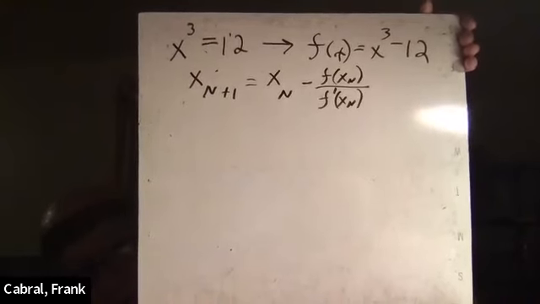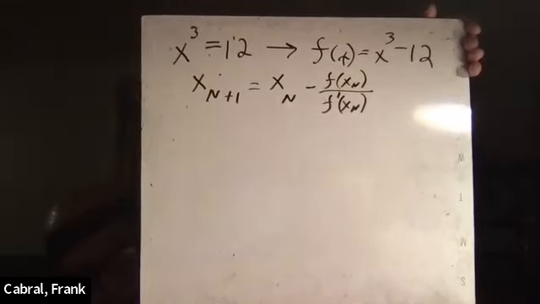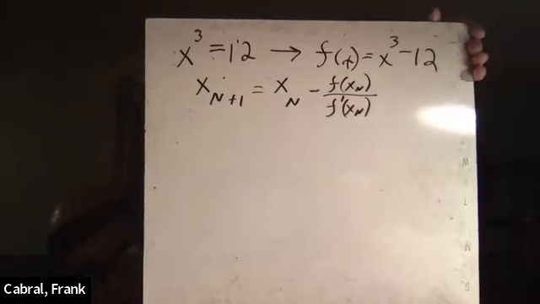So the recursive formula for these approximations is that x sub n plus 1 is equal to x sub n minus f of x sub n divided by f prime of x sub n. So we need the derivative of this function. It's the first thing, might as well do that right now. It's real simple because our function is f of x equals x cubed minus 12. That means that f prime of x is equal to 3x squared.